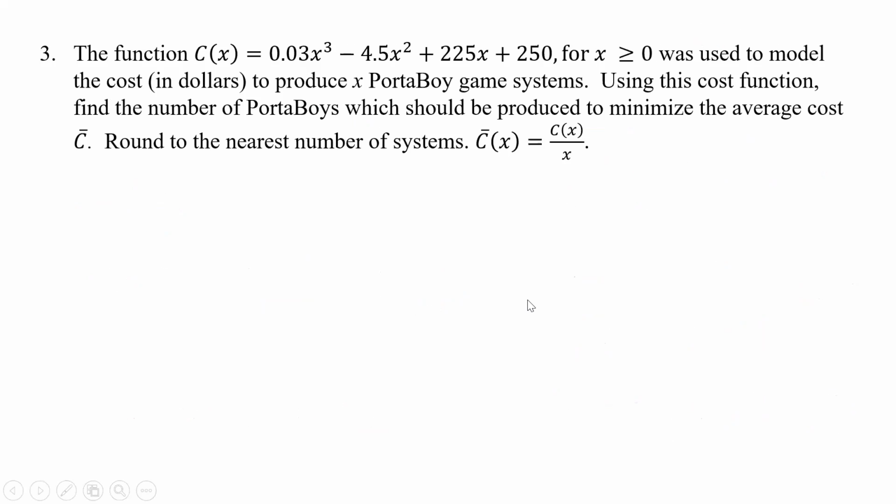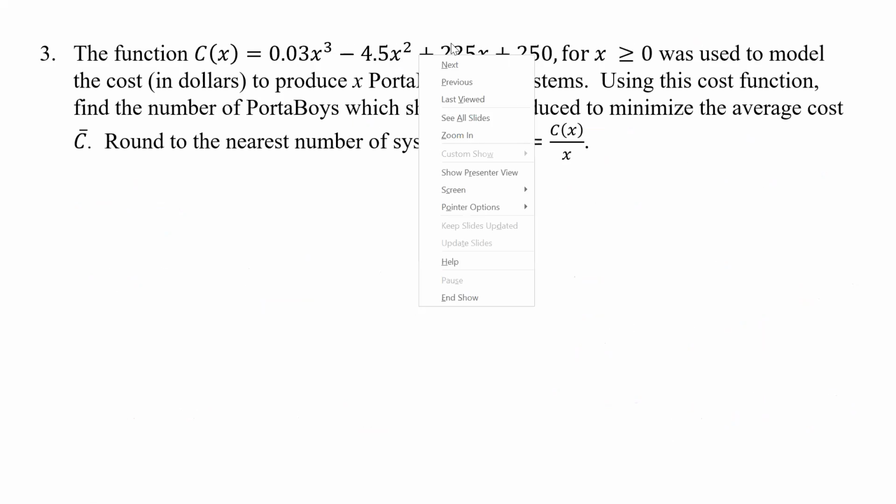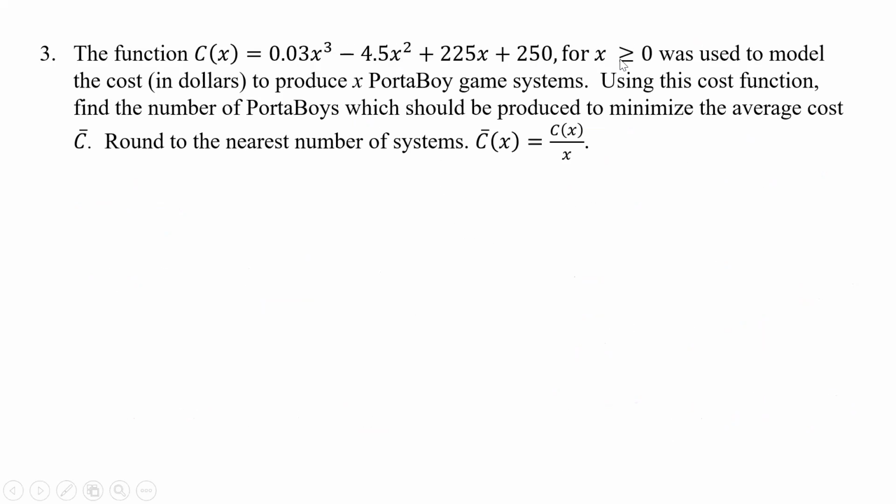So here we have a function. It's a cost function: 0.03x cubed minus 4.5x squared plus 225x plus 250, and x has to be greater than or equal to 0. It's going to model the cost to produce x Porta game systems. So using this cost function, find the number of Portas which could be produced to minimize the average cost, C bar.